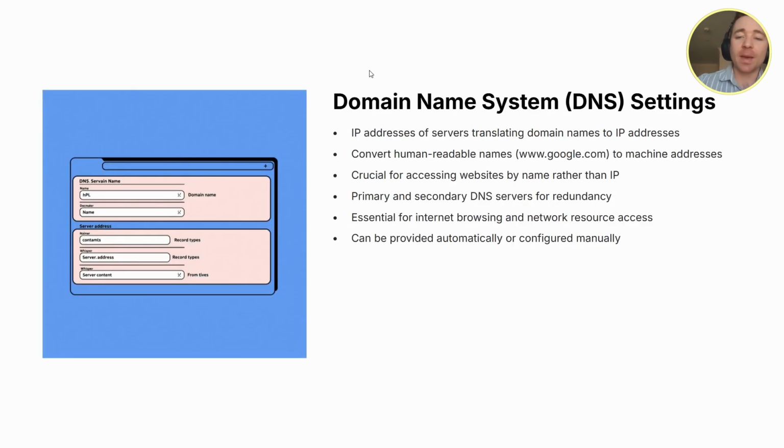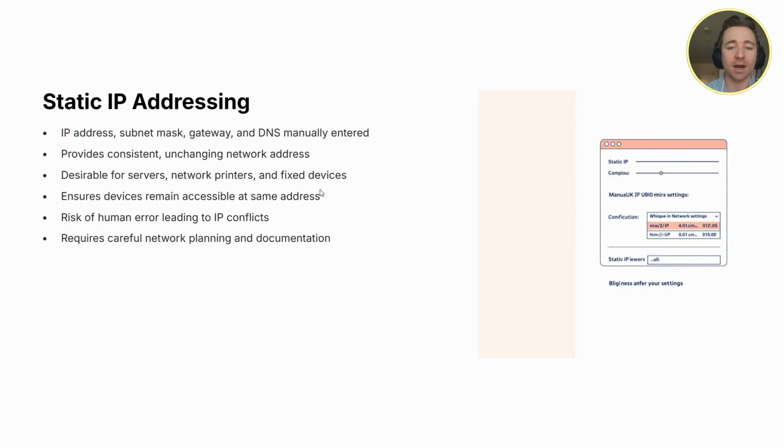We also have domain name system settings, DNS settings. That is the IP address of servers translating your domain names to IP addresses. By this point in our studies, hopefully we know that DNS servers do in fact convert IP addresses to URLs and URLs to IP addresses. They're crucial for accessing websites. We know what they do, all right? We know what DNS settings and DNS servers are.